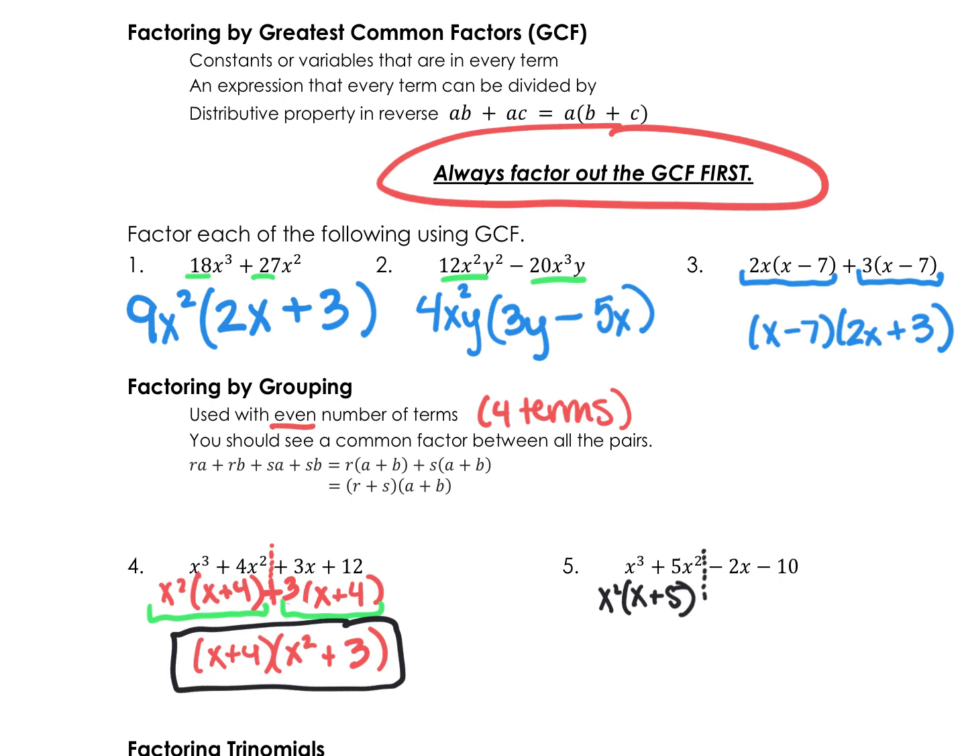What did you guys pull out as your GCF over here? -2. So some people, did you do positive 2? Okay, some people did positive 2, okay? Yes, 2 is the common factor. When there's a negative in front of that number right there, I want you to pull it out with your greatest common factor, okay? So we're going to pull out a -2.